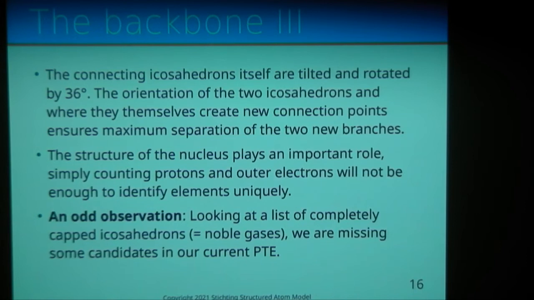The geometry of the backbone is determined by the positioning of the growth points. The angle is an unusual, roughly 31.5 degrees, because of the top gap created by the first deuteron attaching to the icosahedron structure. Furthermore, the growth point is tilted and rotated by 36 degrees. Also, with the structure in mind, it becomes clear that simply counting protons and outer electrons is not enough to identify elements uniquely. We can think of different endings providing the same number of protons and outer electrons.